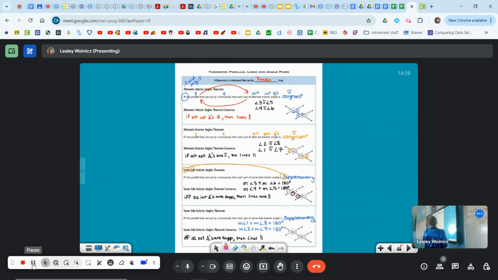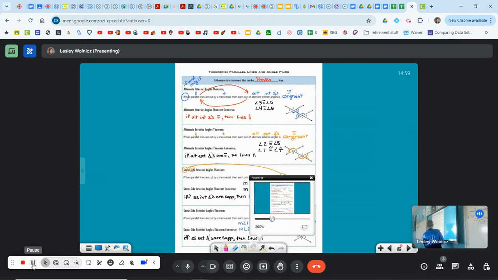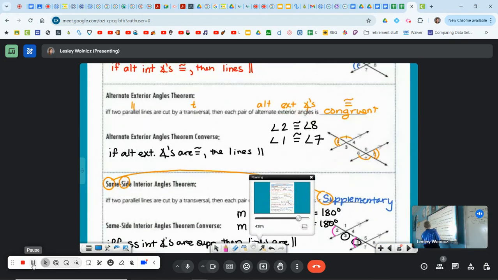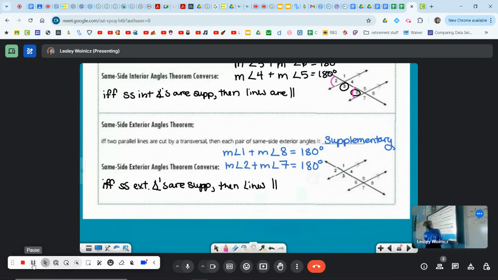Okay, so the same side interior or exterior, let's go to exterior since we're talking about exteriors. The same side exterior angles theorem says that if we know that the lines are parallel, then we can say that the angle pairs are supplementary. The same side exteriors are supplementary. The converse is the one that says if we know that the same side exterior angles are supplementary, we can say that the lines are parallel. So it just depends on which piece of information we are given.